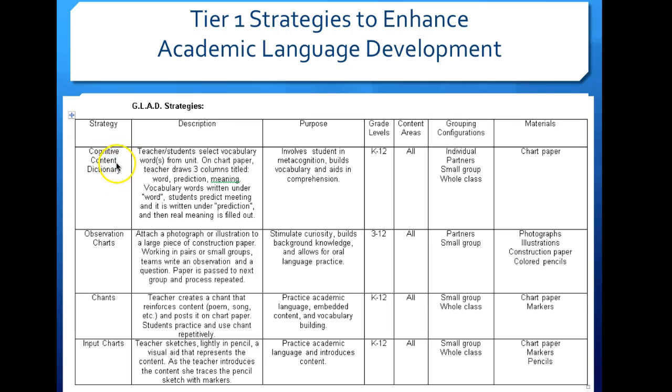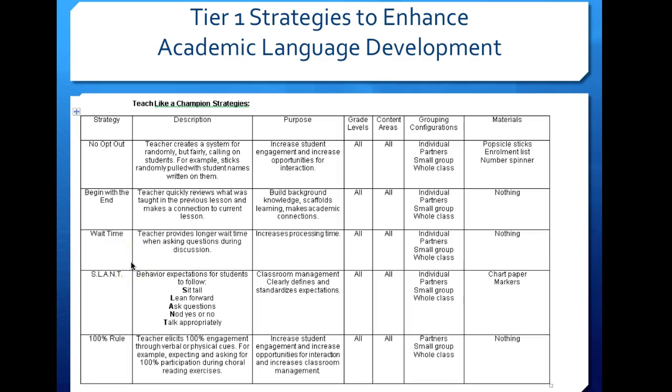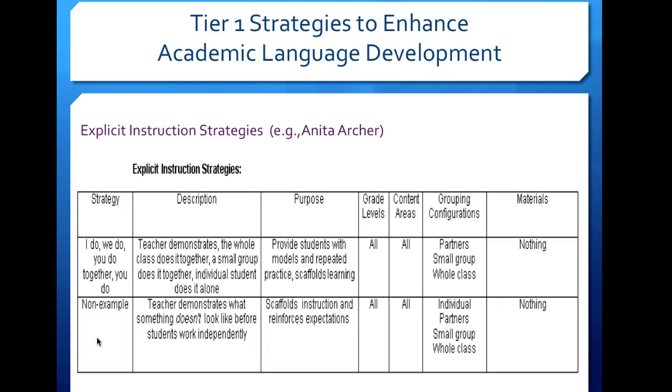The Cognitive Content Dictionary, what I used was a KIM sheet, K-I-M sheet, which is just a graphic organizer. And I did begin with the end, and I made sure to put it in there under strategies because basically you review every time you go into a lesson. You just always review. And then some of these you're not going to be able to put in your lesson, but you do want to be aware of them when you're teaching.